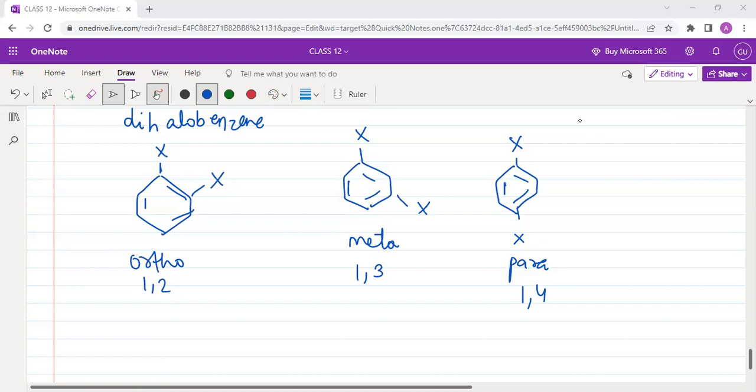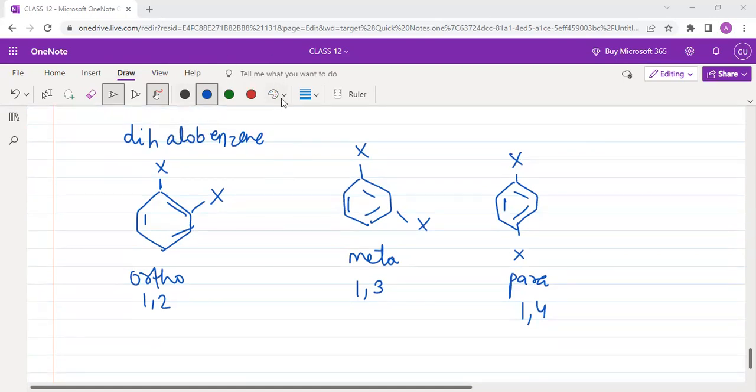Okay, tell me which one is more symmetrical, which is having more symmetry. It's para. Yes, it's para. So you have to remember that in dihalobenzenes, all these are isomers of each other, right? Do you know what isomers are? Yes, I know isomers.